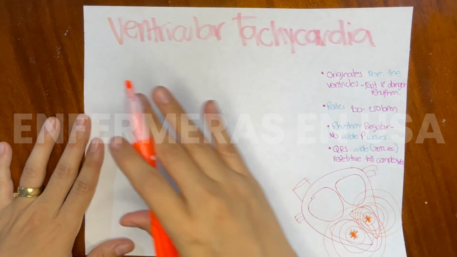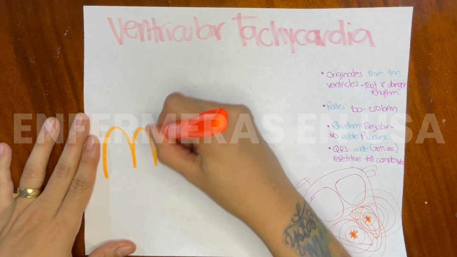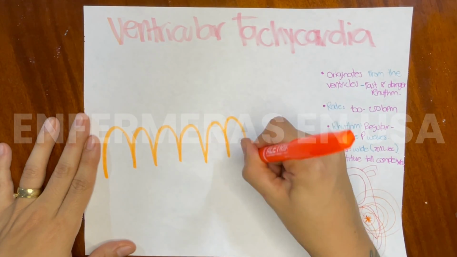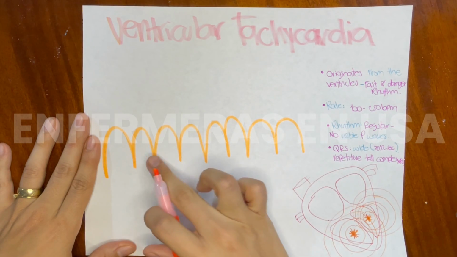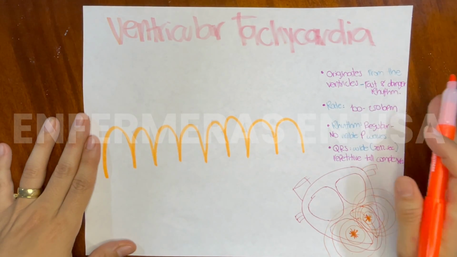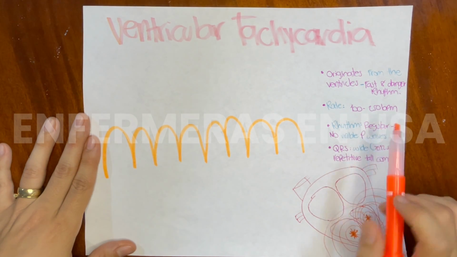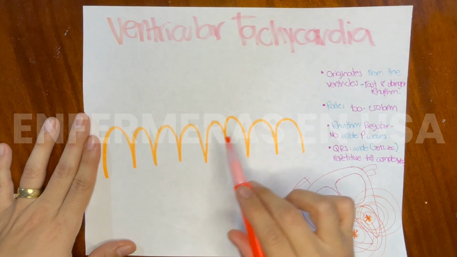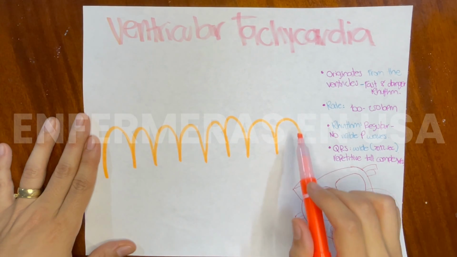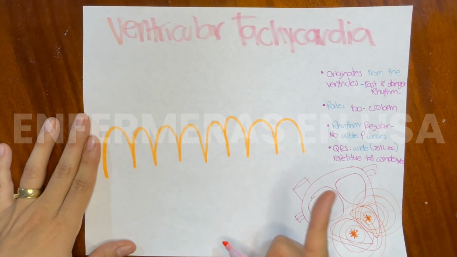Visualizing ventricular tachycardia. Imagine a series of tall, wide, symmetrical mountains, one after another, with almost no spaces between them. It looks like a chain of peaks or an electrical sawtooth. Key characteristics: heart rate 100 to 250 beats per minute. Rhythm usually regular, but P waves are not visible. And QRS complexes wide and uniform, duration greater than 0.12 seconds.